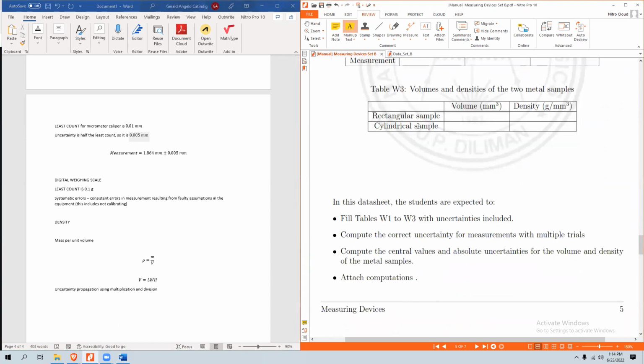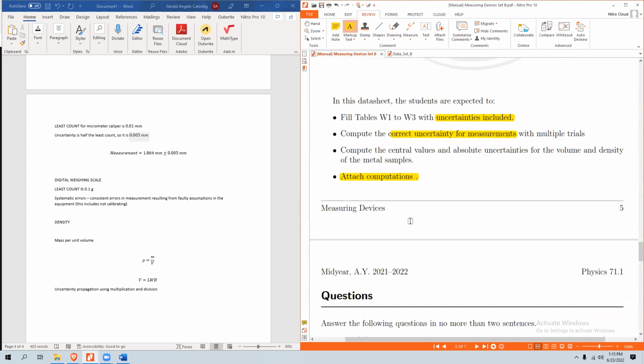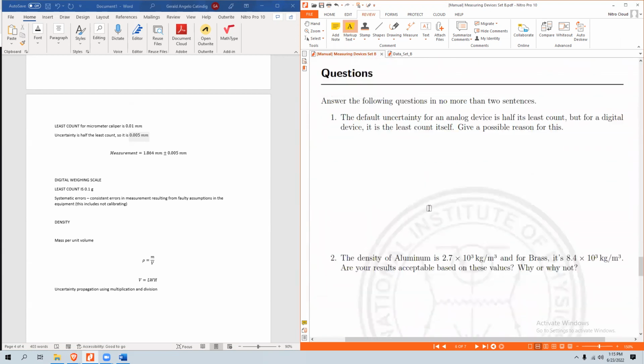All right. So, tatlong tables na yan. Fill tables W1 to W3 with uncertainties included. Compute the correct uncertainty for measurements with multiple trials. All right. Attach computation. So, we will be requiring you guys to submit your solutions kasama rin sa points yan nung experiment. And lastly, for the questions, again, as usual, answer in no more than 2 sentences. So these are again conceptual questions lang naman to test your understanding of the material.